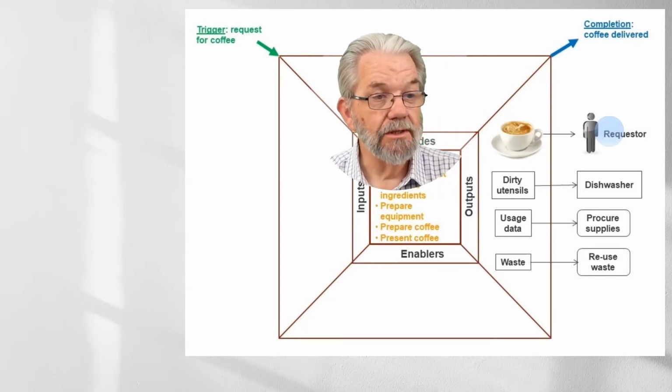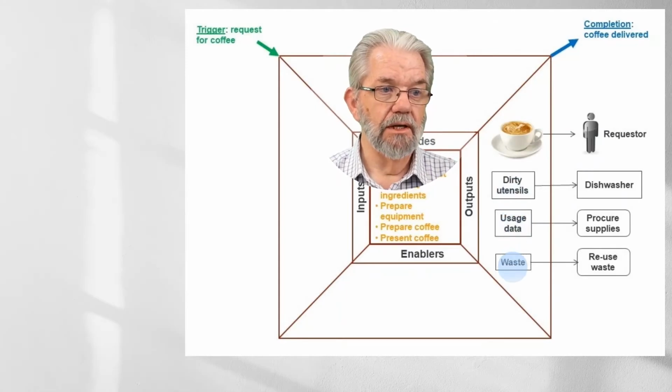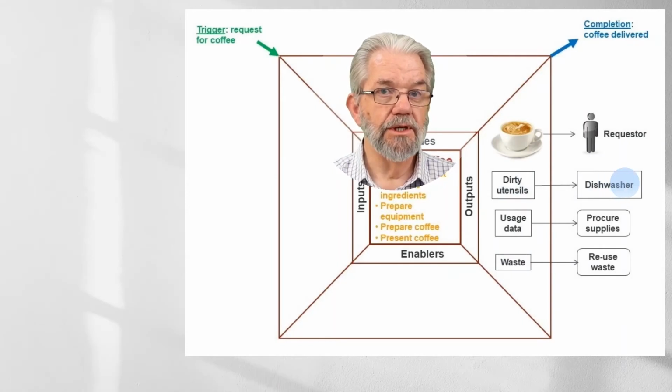Now, that's not the only thing that comes out of the process, is it? We have some dirty utensils, we've got usage data, we've got waste. You might be able to think of other things as well. So where do they go to? Well, the dirty utensils go off to the dishwasher. Note, it doesn't have round corners. This is not a process.